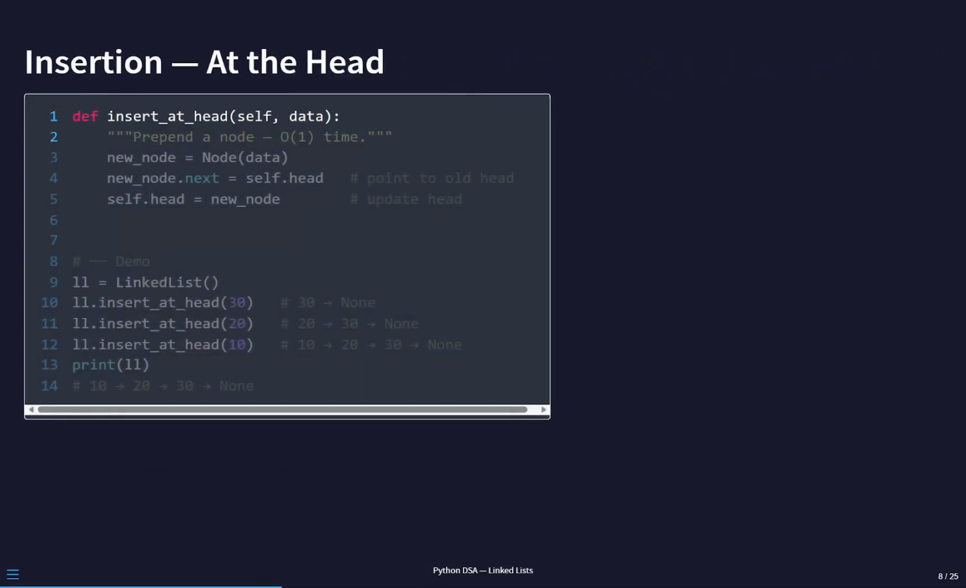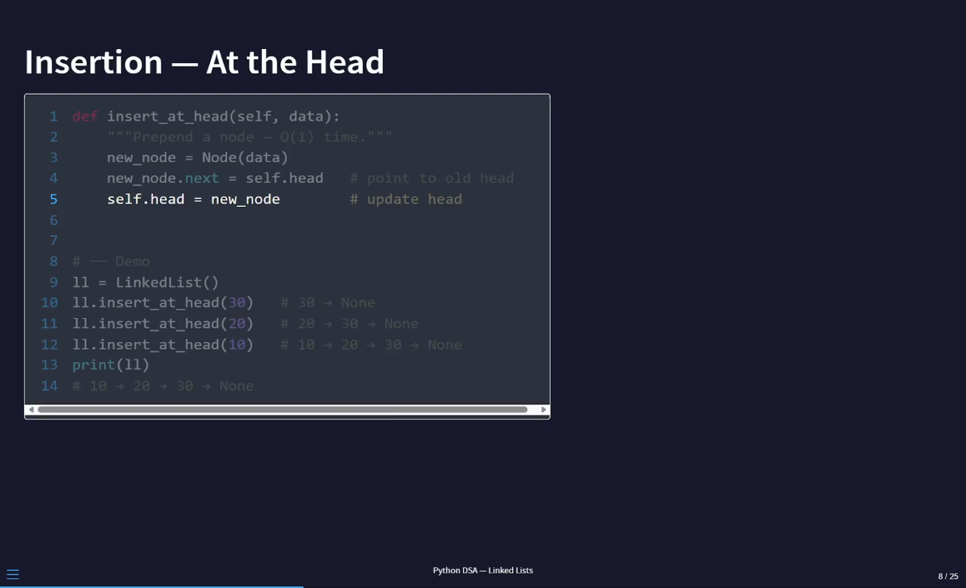Let's talk about insertions. We'll cover 3 positions: the head, the tail, and an arbitrary position. Head insertion is the jewel of linked lists. It runs in O(1), constant time regardless of list size. Step 1: create a new node. Step 2: point the new node's next at the current head so it becomes the predecessor of the old first node. Step 3: update self.head to point at the new node.